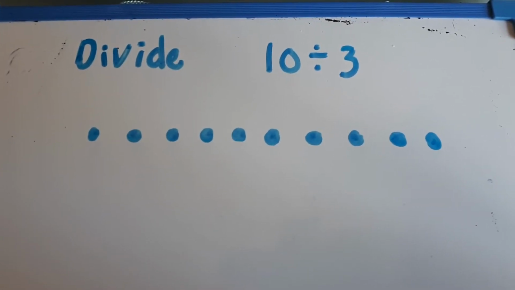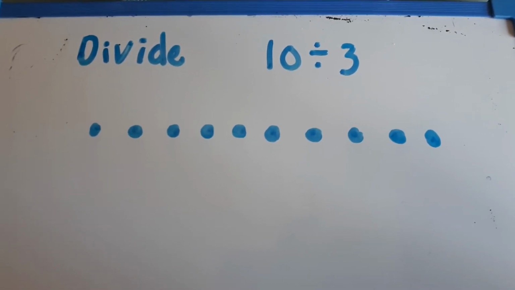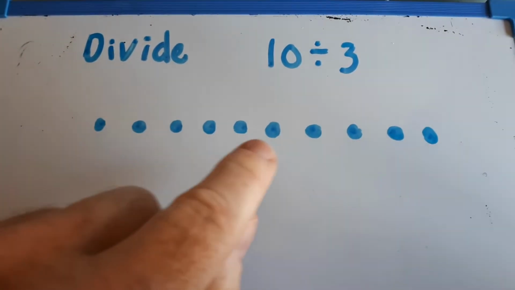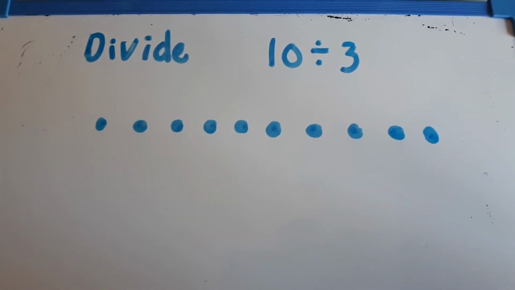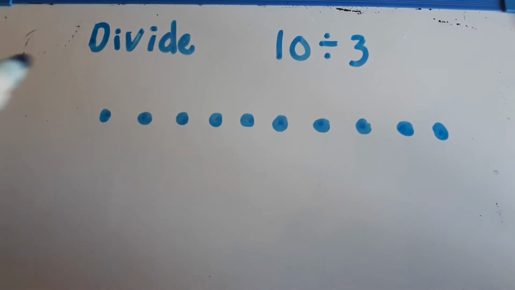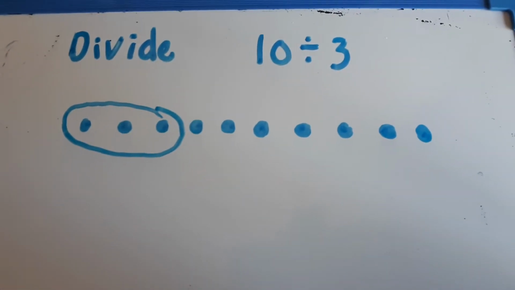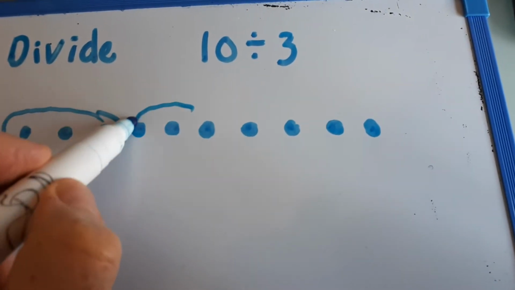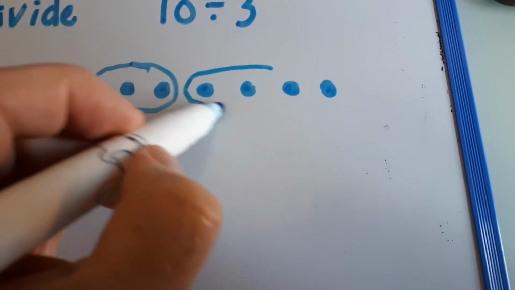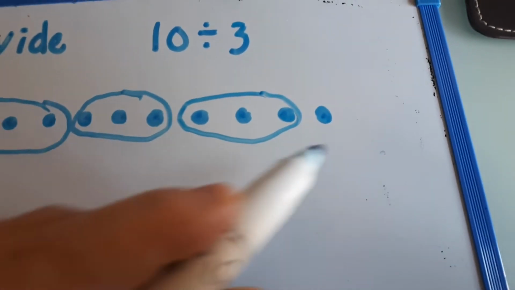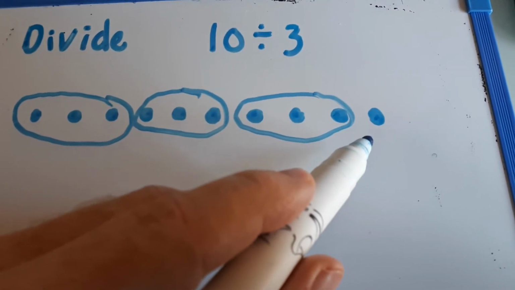So my first sum is divide 10 by 3, or 10 divided by 3. So here I have 10 children. Imagine 10 children, and we're doing sports together, and I say, right, everybody, let's make groups of 3. So there's a group of 3. There's a group of 3. There's a group of 3. And there's a group of 1.